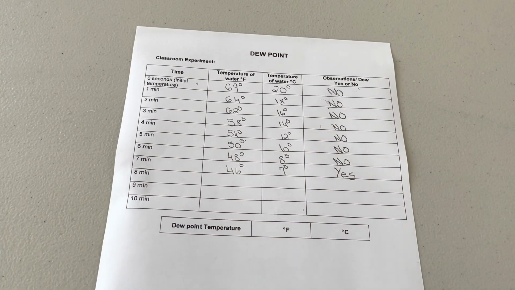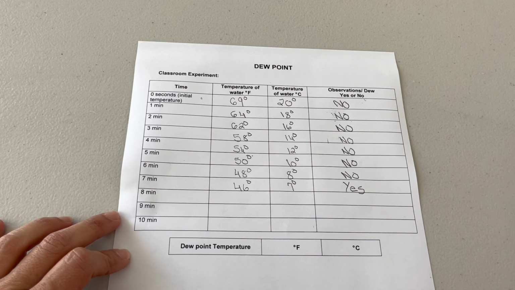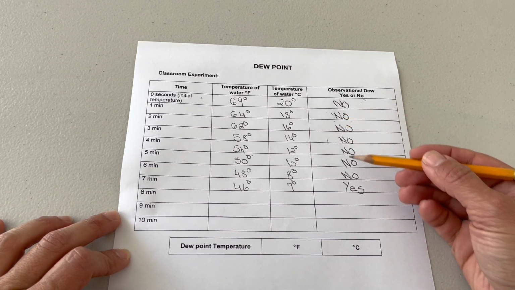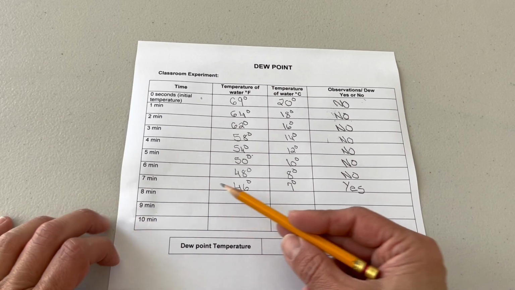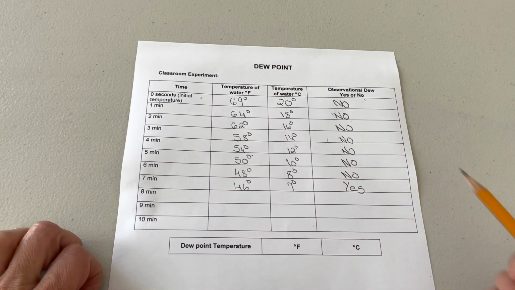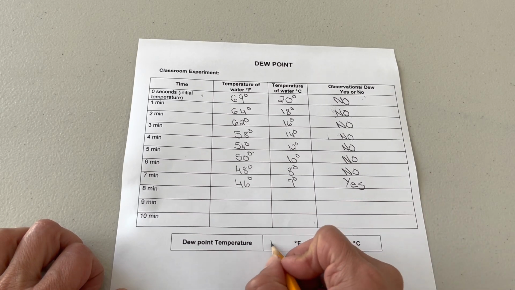So here is what my chart looks like. Your chart can look similar, and it can look different. It depends on the temperature of your home, whether you were indoors or outdoors. But if we go based on my recordings, we'll see that my dew point temperature happened at 7 minutes when I had 46 degrees Fahrenheit and 7 degrees Celsius, which is what I'm going to record down here.